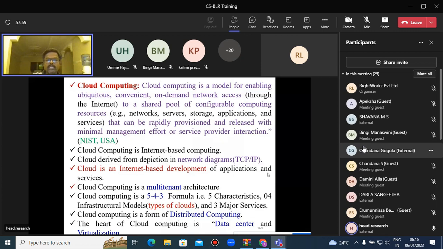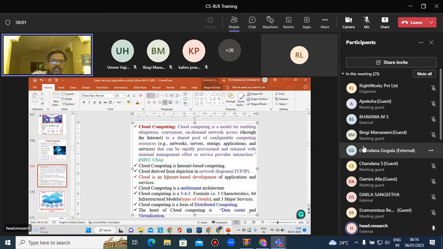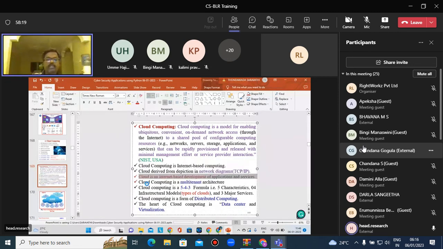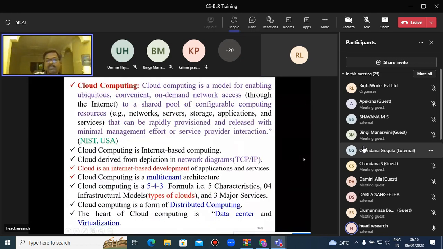So you can call it this: cloud is an internet-based development of applications and services. See here, cloud computing is an internet-based development of applications and services.